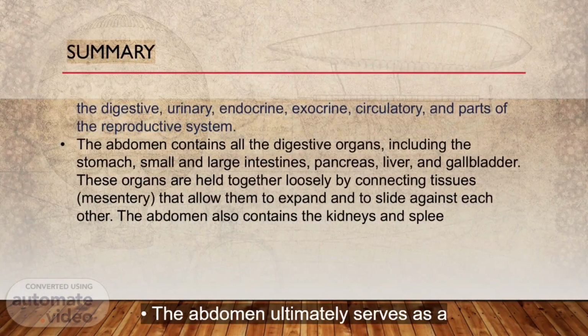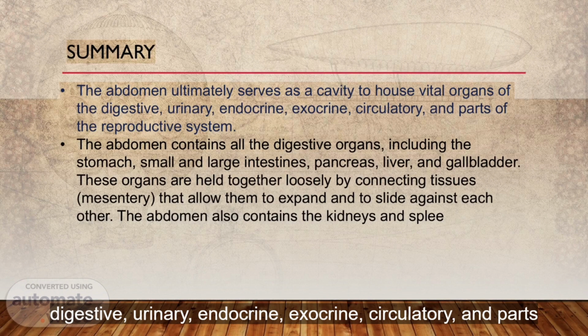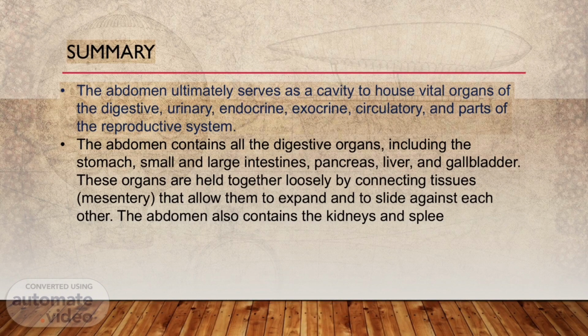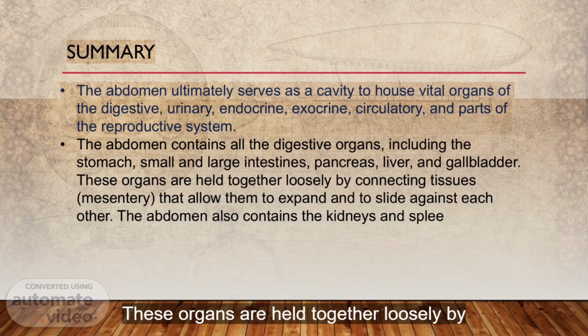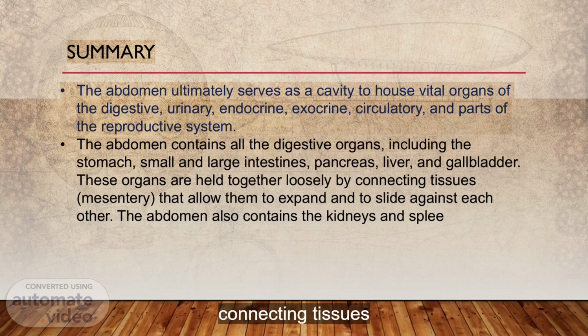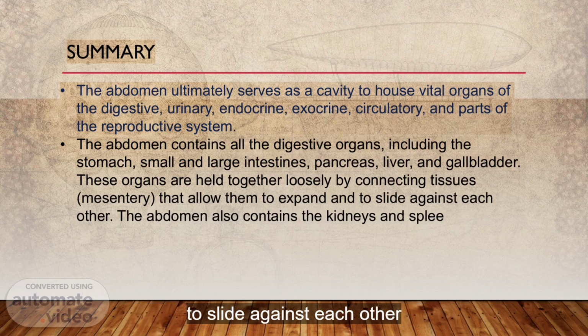Summary. The abdomen ultimately serves as a cavity to house vital organs of the digestive, urinary, endocrine, exocrine, circulatory, and parts of the reproductive system. The abdomen contains all the digestive organs, including the stomach, small and large intestines, pancreas, liver, and gallbladder. These organs are held together loosely by connecting tissues, mesentery, that allow them to expand and to slide against each other. The abdomen also contains the kidneys and spleen.